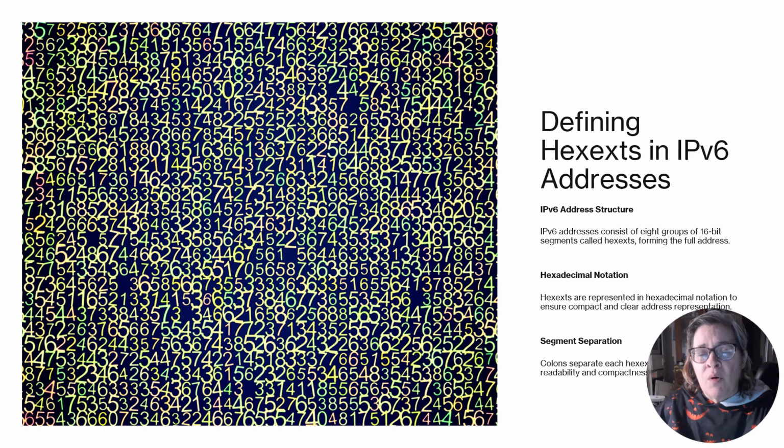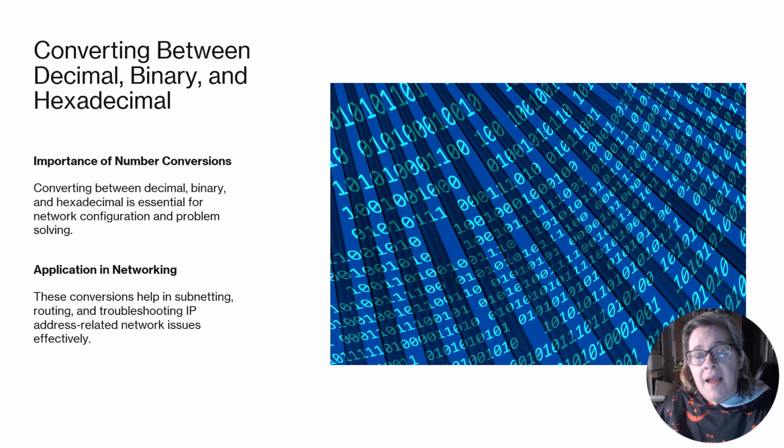IPv6 addresses are made up of 8 groups of 16-bit segments called hexets, represented in hexadecimal notation, separated by colons for compactness and clarity. Understanding how to convert IP address components between decimal, binary, and hexadecimal formats is crucial for subnetting, routing, and troubleshooting network issues. There are any number of free online tools you can use to convert, so you don't have to do your head in. Probably not such a bad idea to use the tools.